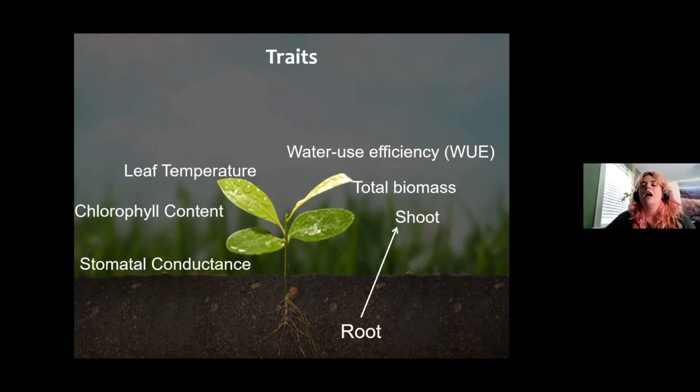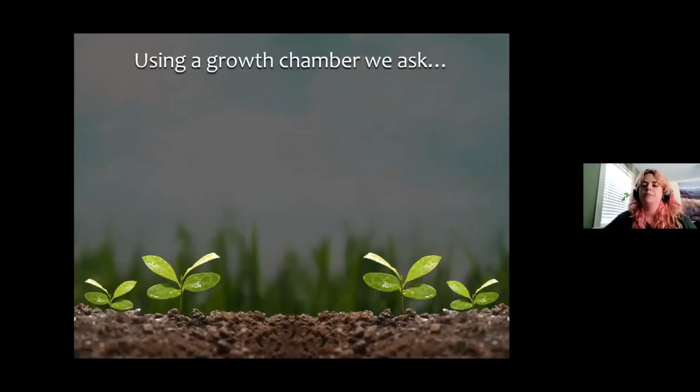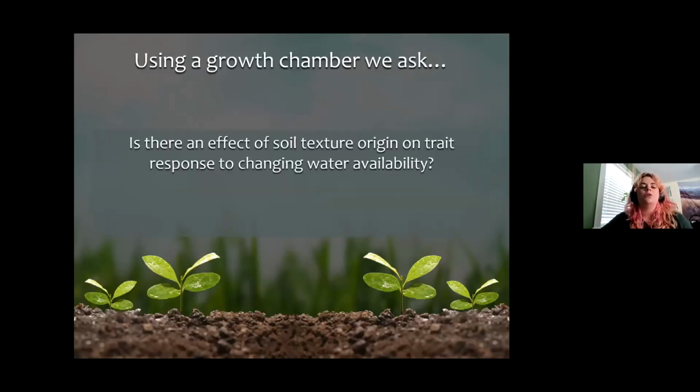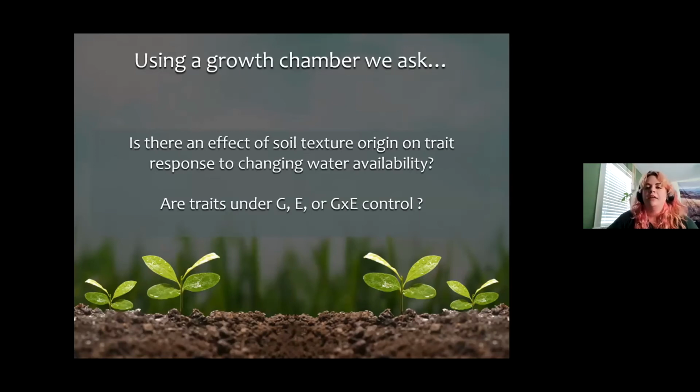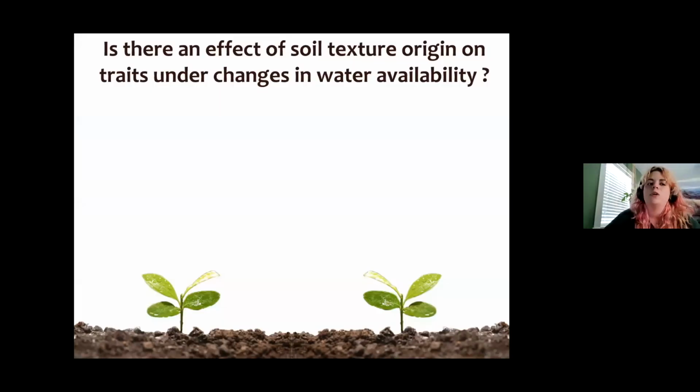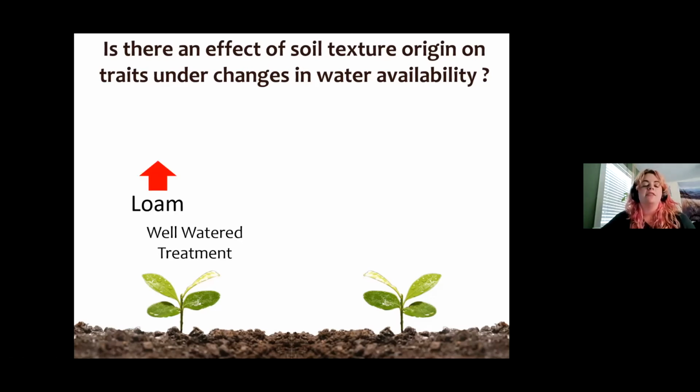For this talk, I am specifically going to focus on water use efficiency, like we saw in the last chapter, as well as the root to shoot ratio of our plants. Specifically, we're asking, is there an effect of soil texture origin on trait response to changes in water? We also want to know if traits are under genetic control, environmental control, or if they're under both genetic and environmental control. For our expectations of soil texture, under the well-watered conditions, we expect that loam populations are going to have a greater water use efficiency and a greater root to shoot ratio relative to sand.